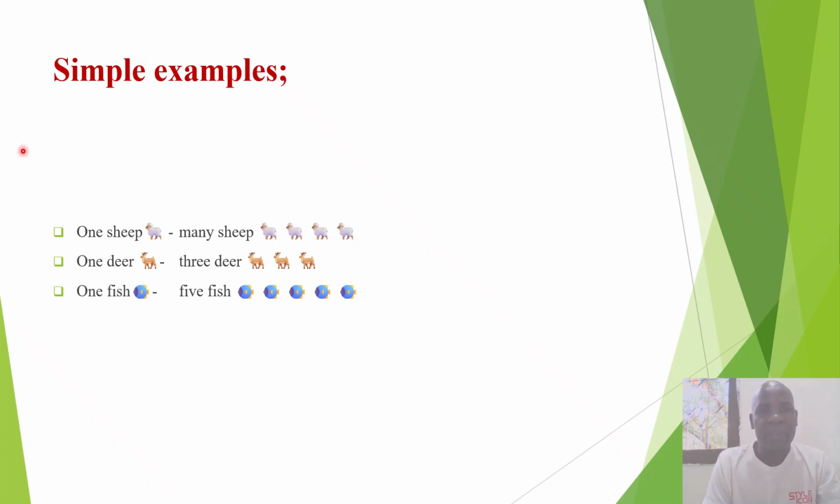Okay, let's have a look at some simple examples of the invariant nouns. From my screen, you can see example number 1. You can talk of one sheep, or many sheep. You can talk of 1 deer, or 3 deer, or 4 deer. You can talk of 1 fish, or 5 fish, and many other examples. The main point remains, invariant nouns don't change, whether it is one or they are many.